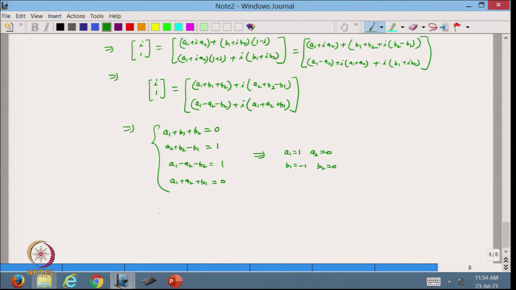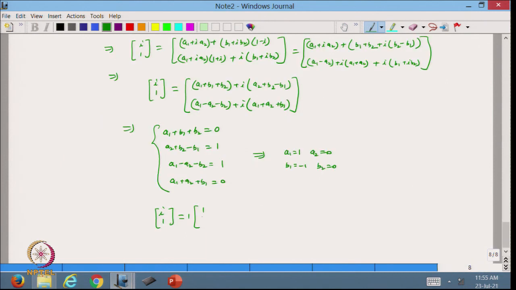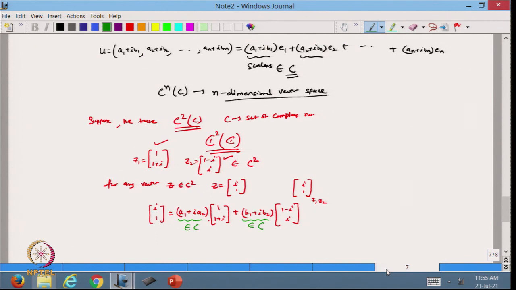So, from here I can say that (i, 1) is equal to 1 times the first vector, (1, 1 plus i), minus (1 minus i, i).